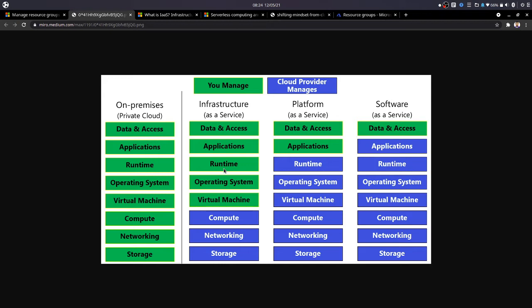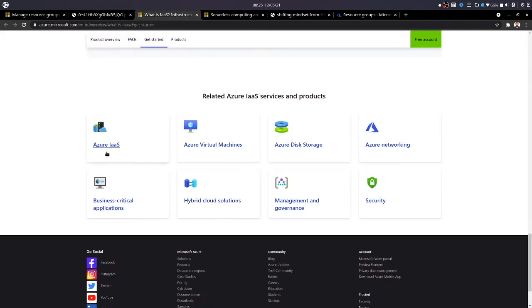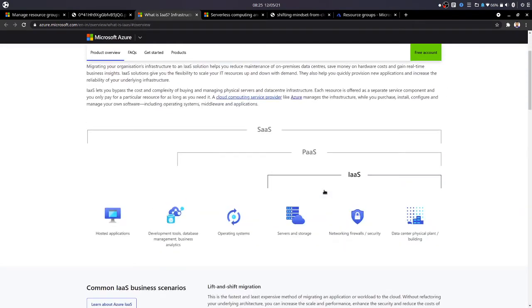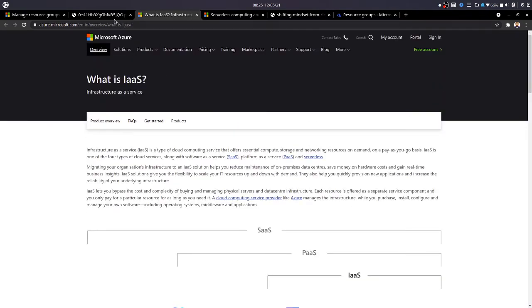An example of this would be Azure virtual machines, which come under infrastructure as a service. Other examples would be Azure disk storage, Azure networking, security, management and governance, and all of this comes under IaaS, infrastructure as a service.